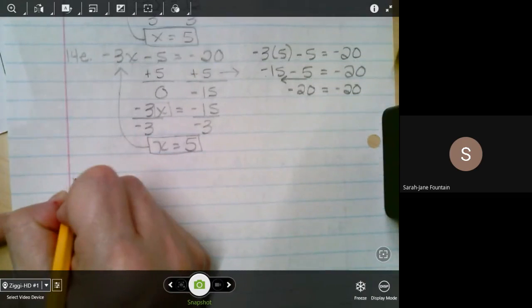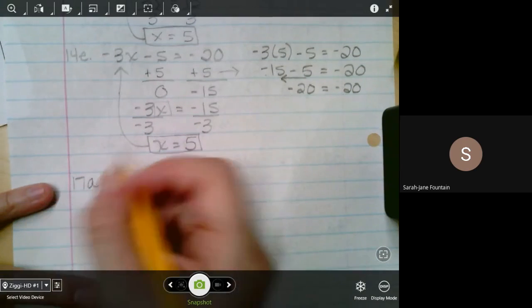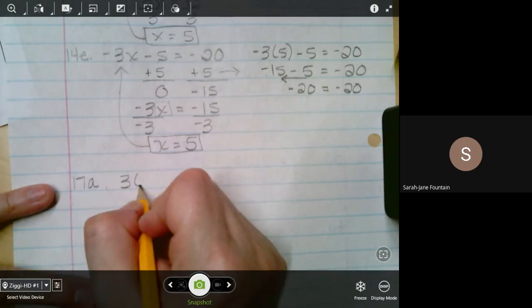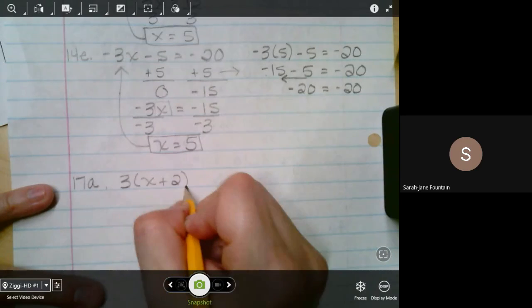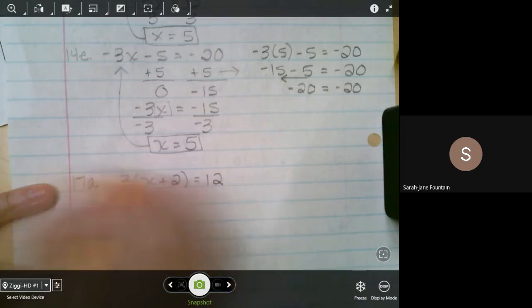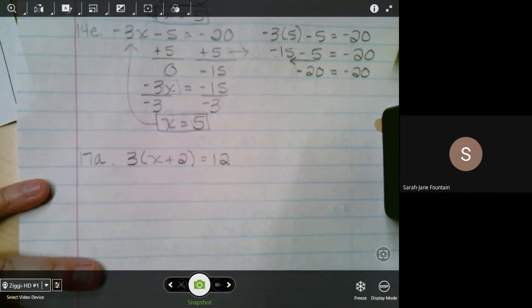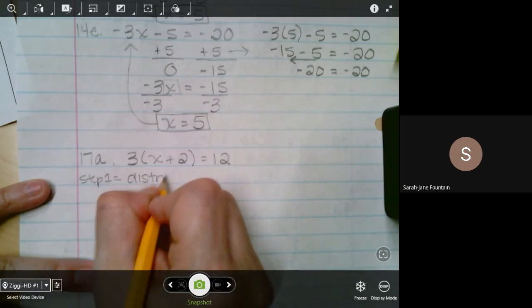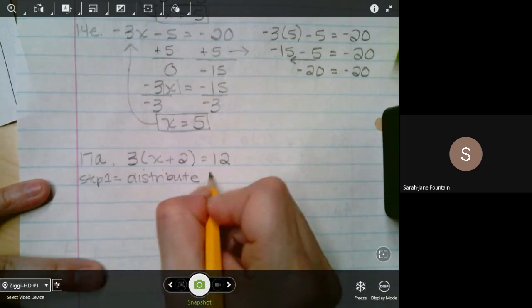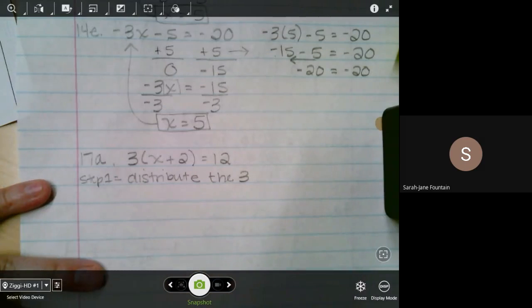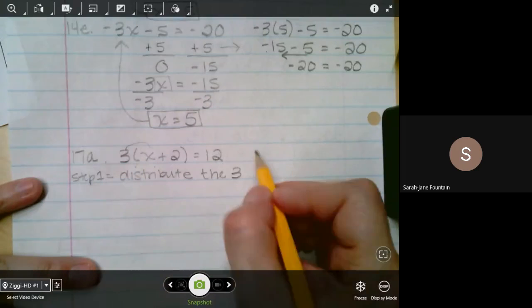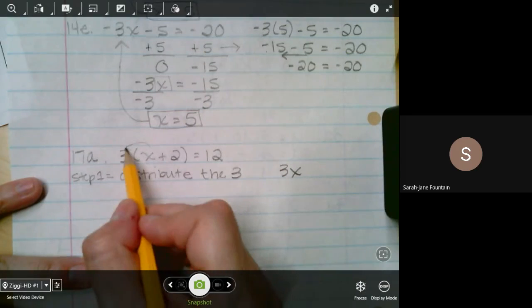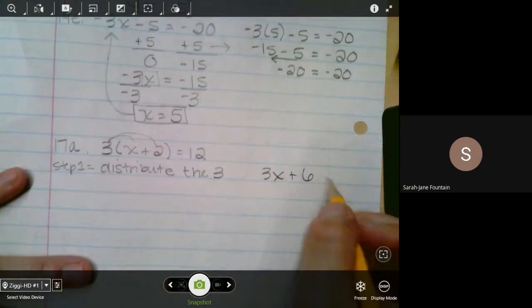Okay, let's move on to 17. This is where a lot of you start getting confused and frustrated. I get it, I do. But look at it one step at a time. Step 1 is distribute the 3. So I'm going to do 3 times x equals 3x, and 3 times 2 is 6.